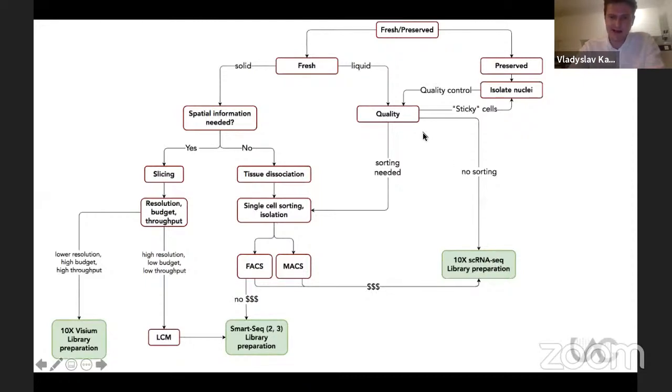As I said, the quality of cells matters. Sometimes you're working with very sticky cells, like macrophages or, for example, oligodendrocytes and so on. In that case, you might really consider, even if it's fresh tissue, isolating nuclei, because it will guarantee that you isolate from each and every single cell the part that contains enough of the RNA.